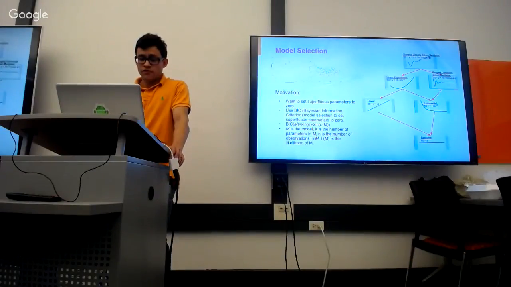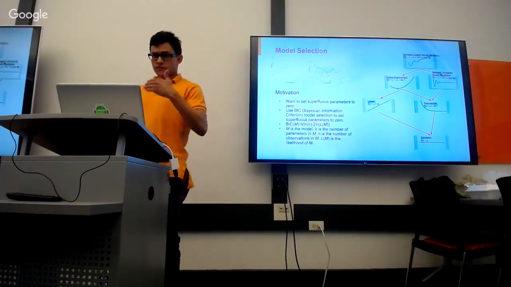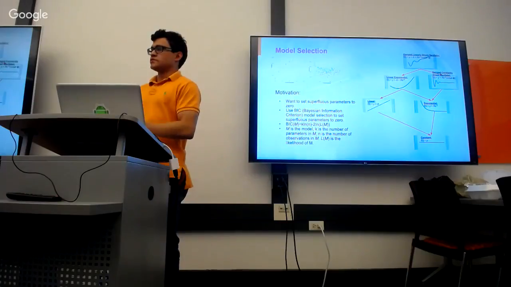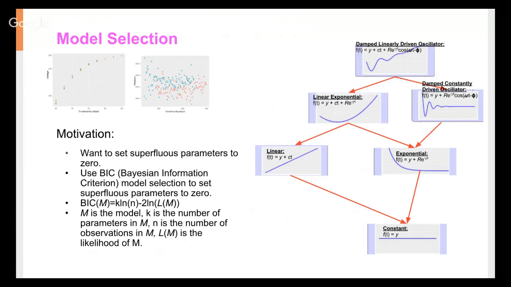So we're going to use 2 levels of regularization for model selection. The first level is going to be using the Bayesian information criterion, and the second level is going to be using a majority voting mechanism. So the Bayesian information criterion is defined as k natural log of n minus 2 natural log of the likelihood of m. And m is your model, k is the number of parameters in the model, n is the number of observations, and as I said, L is the likelihood.